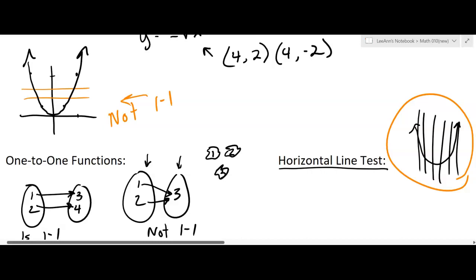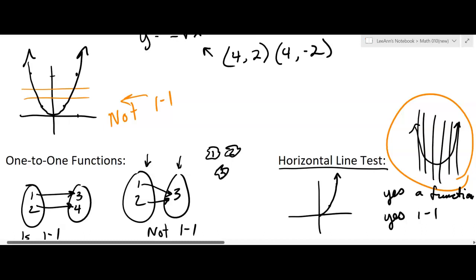Okay, the parabola. Now, what if I said, well, I don't want the whole parabola. I only want like half a parabola. So maybe I just want this piece. Okay, is it a function? Yes, it passes the vertical line test. So yes, a function. Now, is it 1-to-1? Yes, it's 1-to-1 because it passes the horizontal line test.